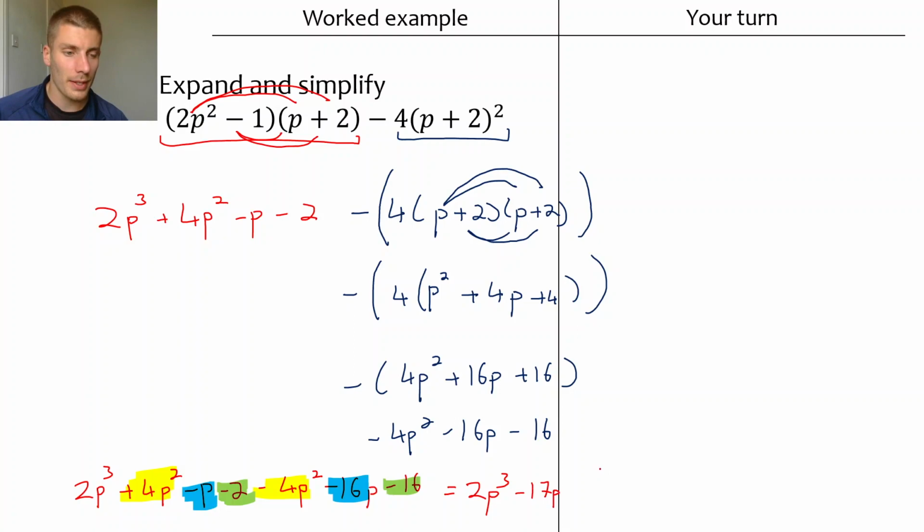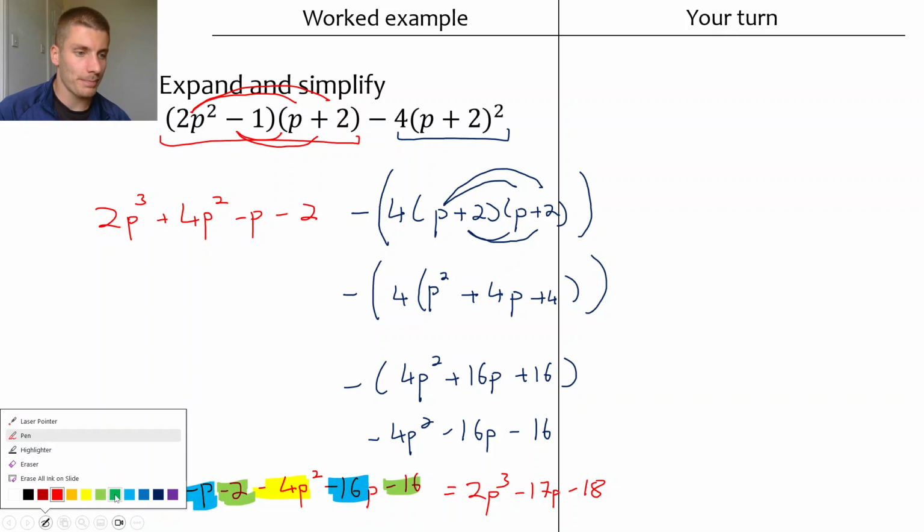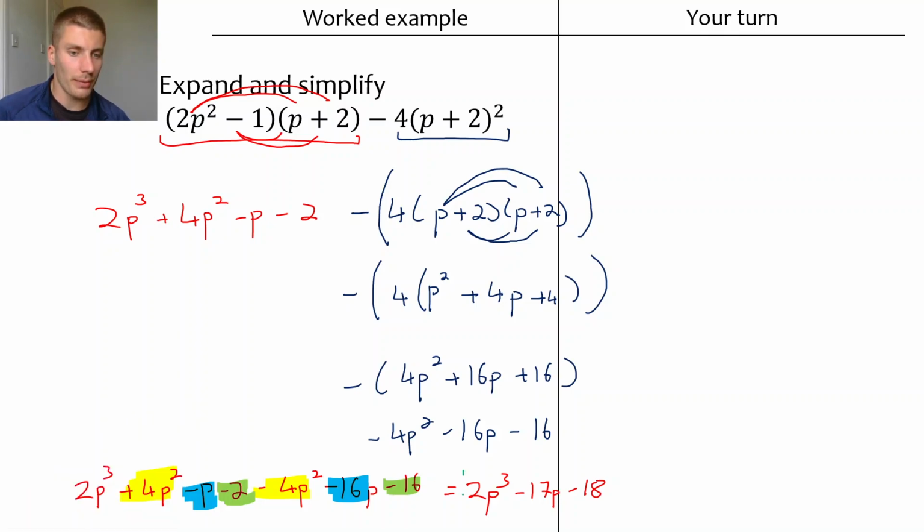And then we've got the last bit, which is the number part, which is minus 2 minus 16, which gives you minus 18. Okay, and that is your answer. So 2p cubed, there's no square term, they made 0, minus 17p, minus 18. That is your answer over here. So there we go, that's your answer.